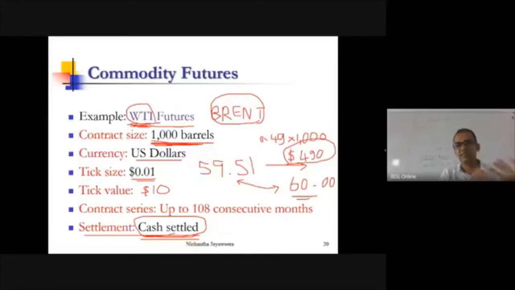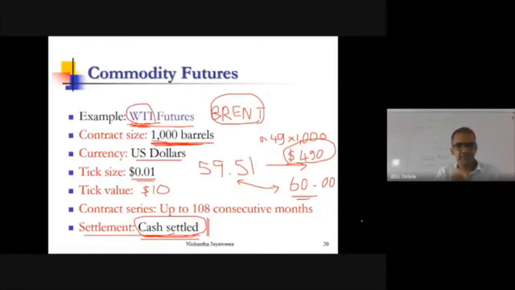You don't pay $5,951 and collect 1,000 barrels. You don't do that. But you get the difference between your buying price and closing price. You receive it if it is a profit. If it is a loss, you pay it. So that is what we call cash settle. In physical delivery, you get 1,000 barrels and you pay the required amount. That's the difference between cash settle and physical settlement.